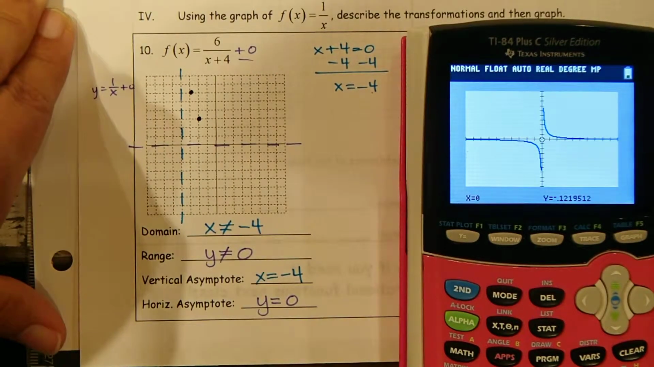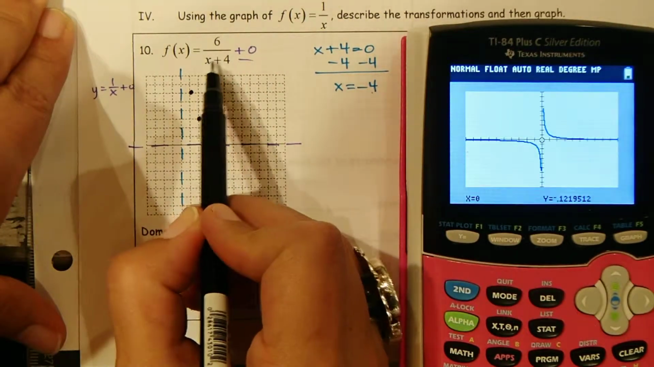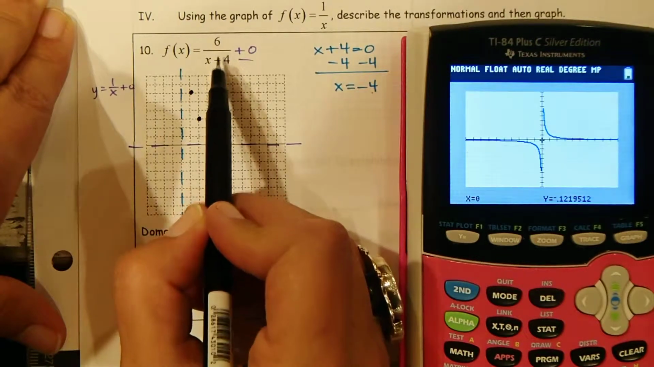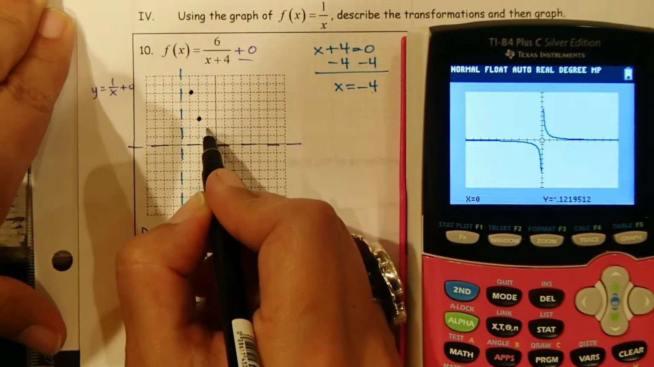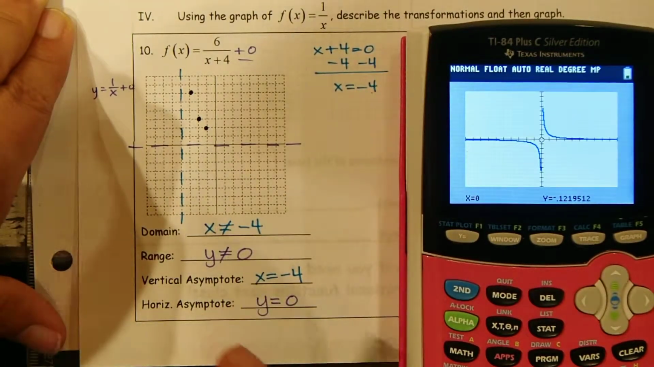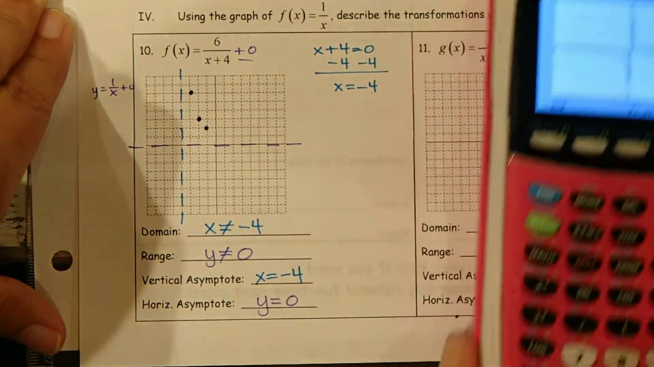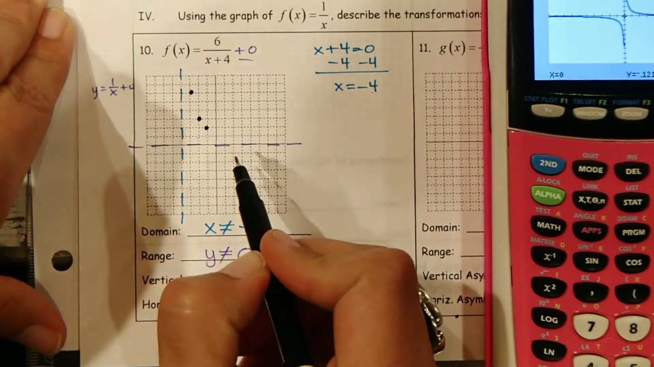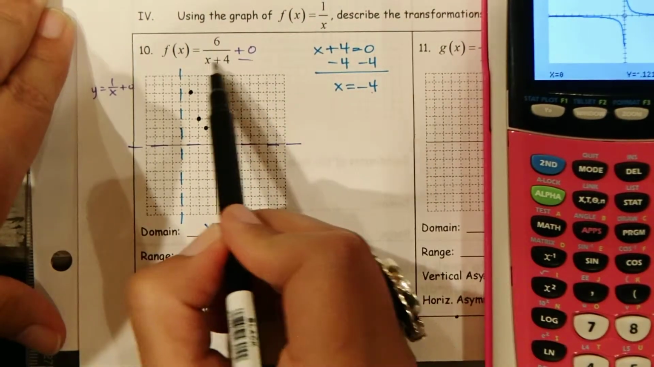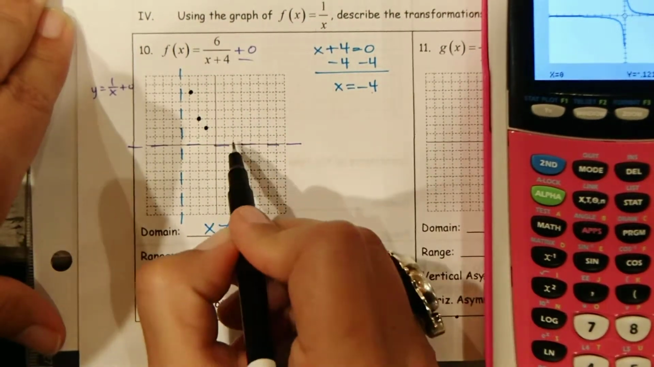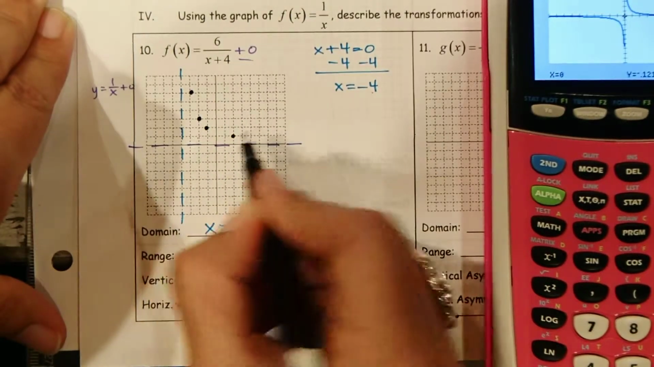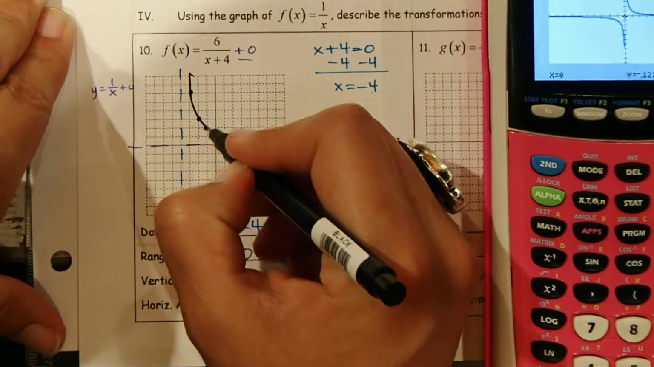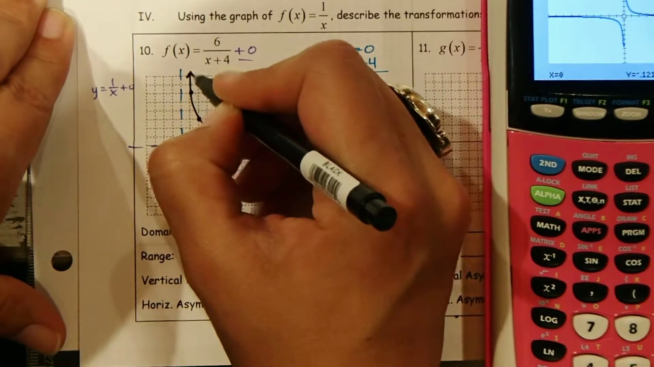And then if I put in a negative 1 plus 4 is 3. 6 over 3 is 2. So negative 1, 2. You can get one more point here at, let's choose positive 2, because that'll give us 6 here. So positive 2, this equals 6. 6 over 6 is 1. So positive 2, 1. So you can see the shape of the graph here.